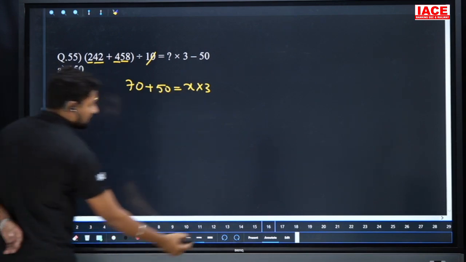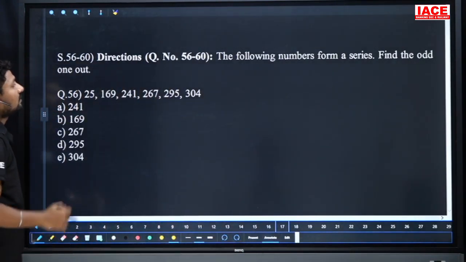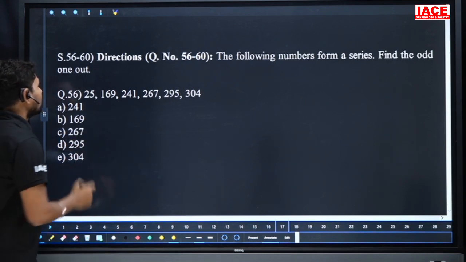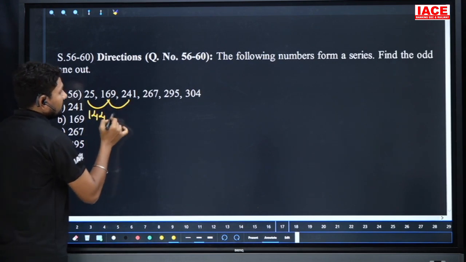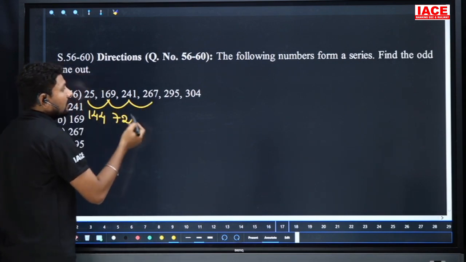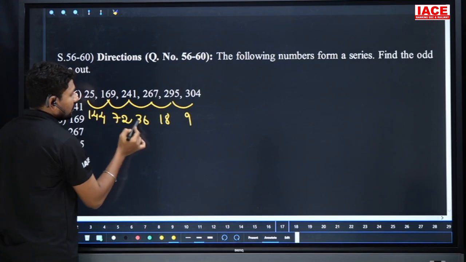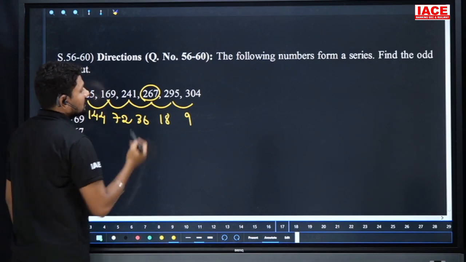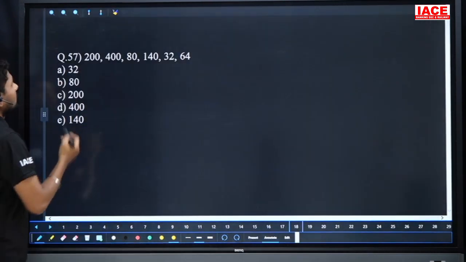And next, we have a number series 25, 169, 241, 269, 295, 304. Now we have to calculate what is the odd man out, that is, what is the wrong number in the series. Here 25 became 169 means how much added? 144 added. 169 became 241, how much added? 72 added. 144 half value 72. Now we can expect 72 half value 36 here. So 36 and 18, and next we can expect 9. So look at 241 plus 36, it is equal to 277, it is not 267, then the wrong number is 267 here.